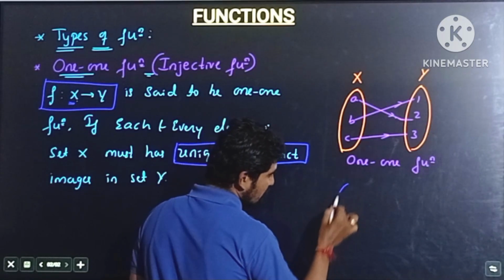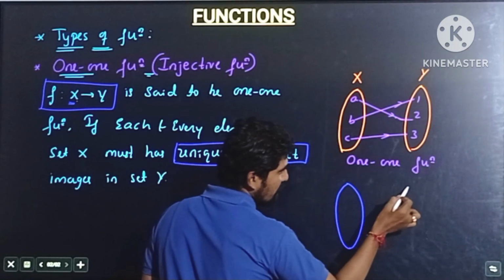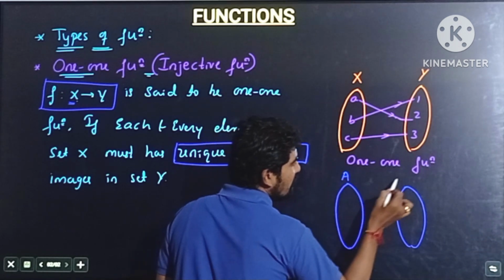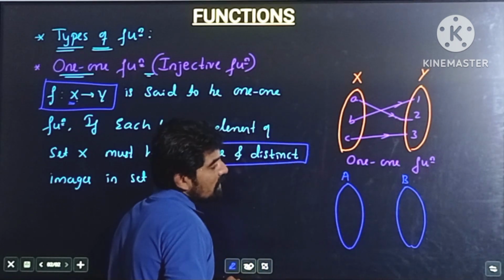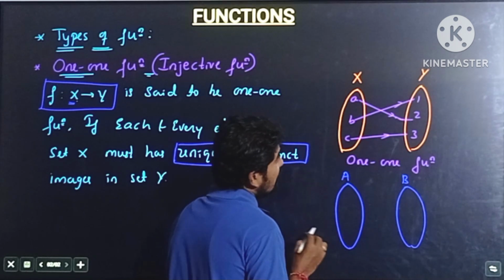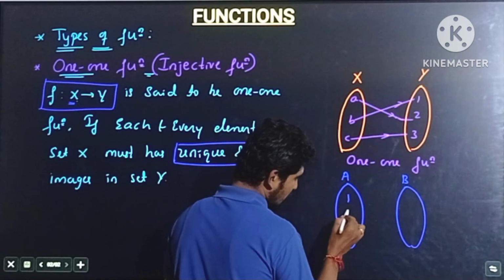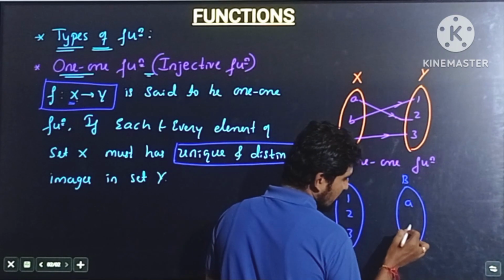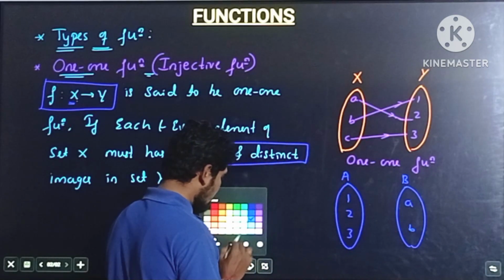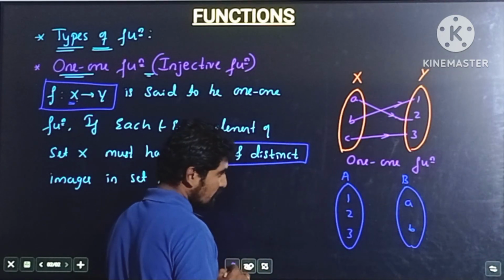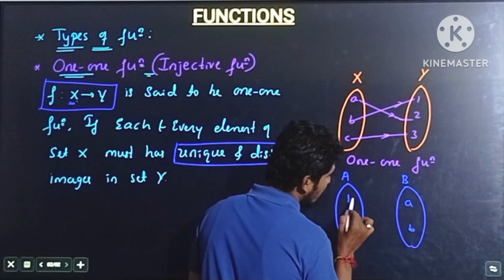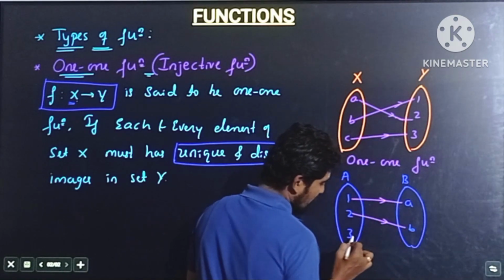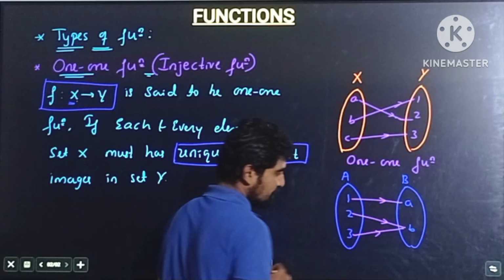Let's suppose this is a first set and this one is a second set. Suppose the first set is defined by A and the second set is defined by B. Let's suppose A consists of the elements 1, 2, 3 and B consists of the elements a and b. In the first set, 1 is related to a, 2 is related to b, and 3 is related to b.